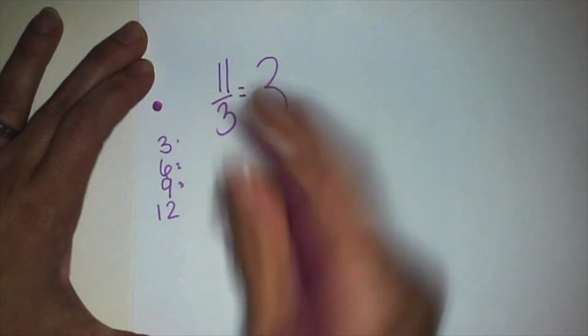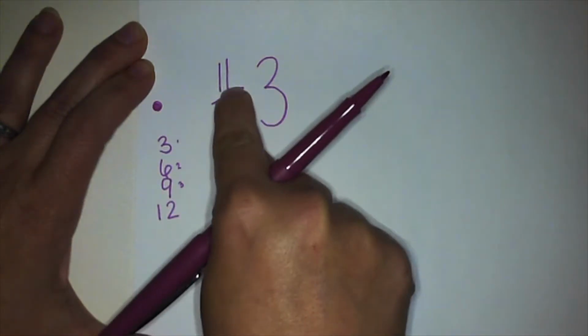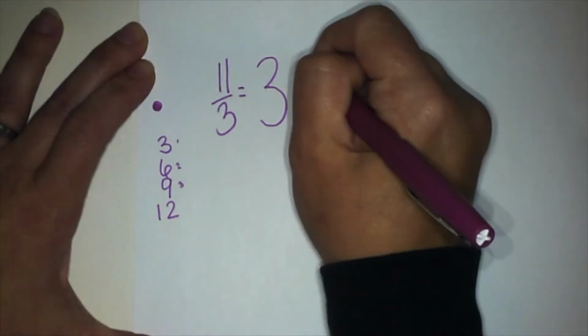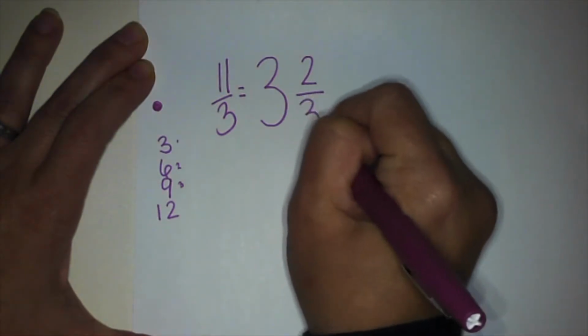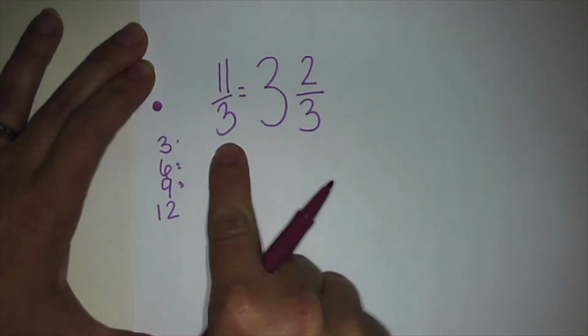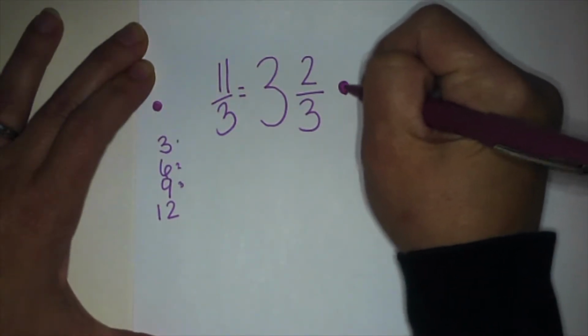So I pulled out 9 to make that 3. So 11, when I pull out the 9, I only have 2 left over. So 2 becomes my new numerator. 3 stays my denominator. So here's a fraction greater than 1, and here is the equivalent mixed number.